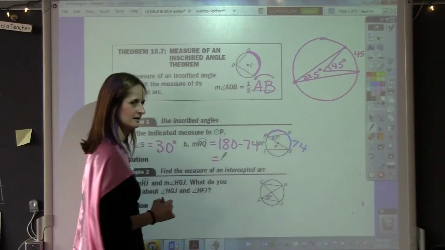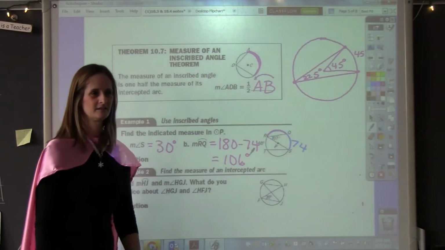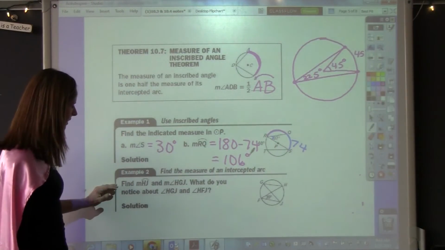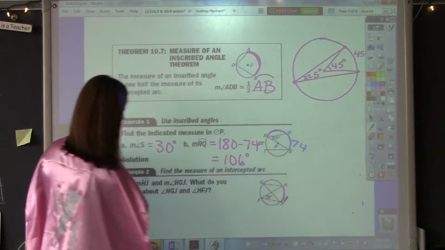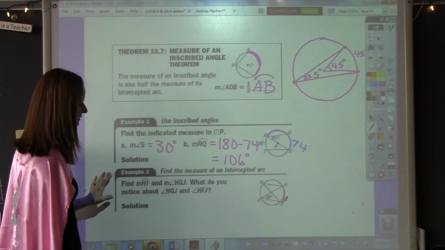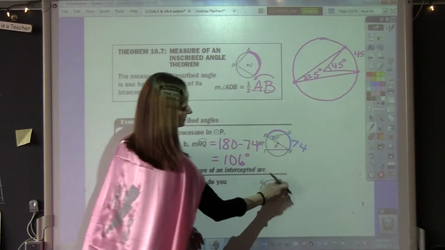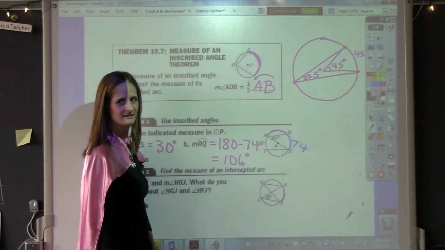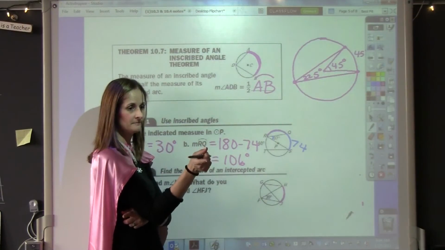How are we doing? Find the measure of arc HJ and the measure of angle HGJ. All right, let's do that. Let's find the measure of this arc first. Suggestions? We can double 39, which is going to be what?